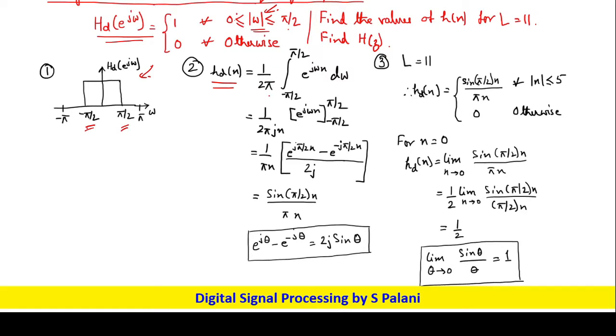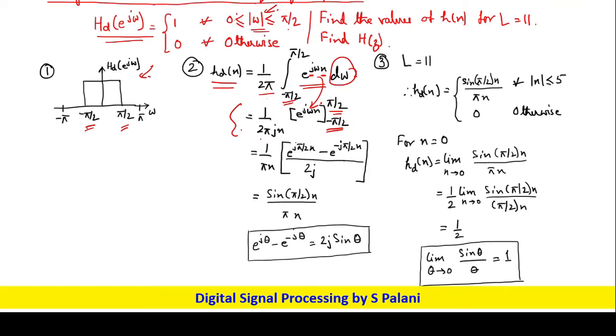It is equal to 1 by 2 pi times the integral from minus pi by 2 to pi by 2 of e to the power j omega n d omega. Then just solve it. If you do the integration of this, you get 1 by 2 pi, it was common. Then this jn, because d omega is the operator, this jn comes to the denominator. Then it is e to the power j omega n in the range of minus pi by 2 to pi by 2. Okay. So we get this thing.